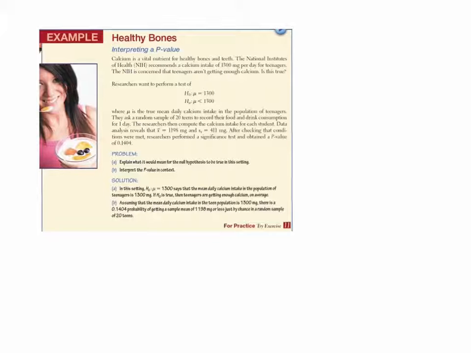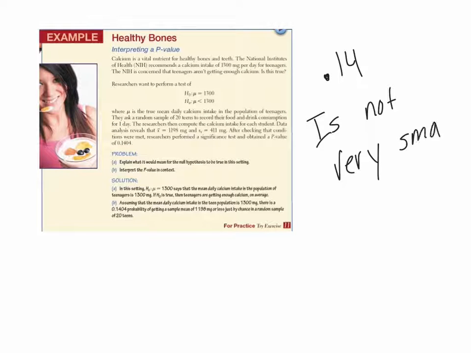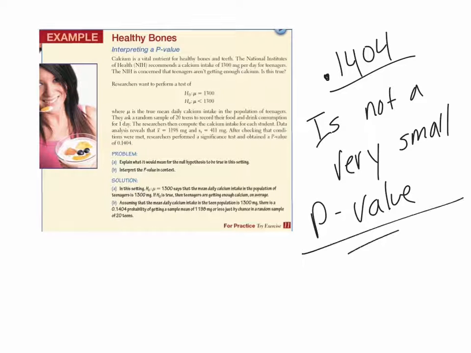just by chance. So 0.1404 is not a very small p-value. We wouldn't consider that small. Before, we said 0.00075 is very small, okay? So that's what we need to consider. Remember, a 14% chance of happening is pretty big.